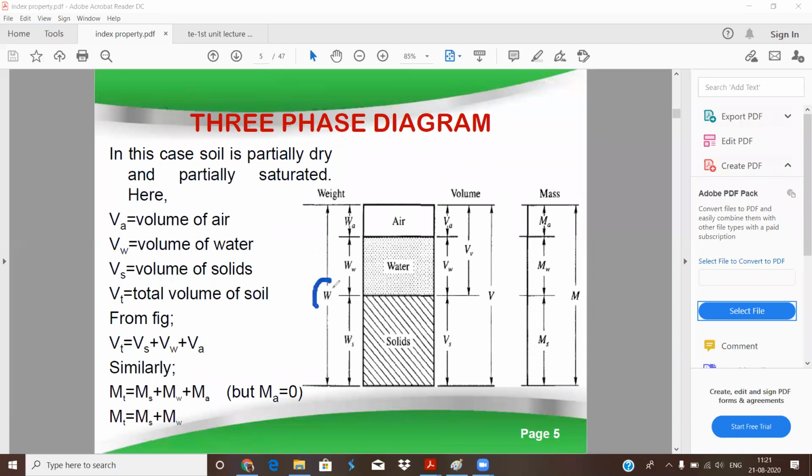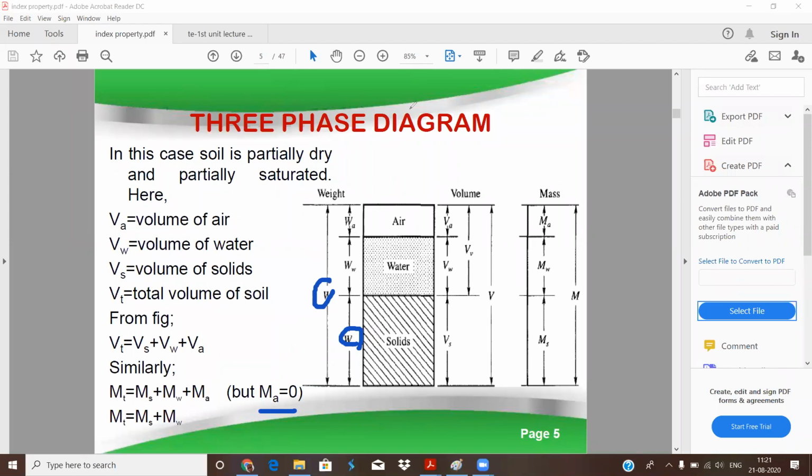Next, weight. This is the total weight of the soil. In the total weight we have the weight of solids and the weight of voids. In the weight of voids we have the weight of air and the weight of water. But the weight of air is generally zero, while water has some weight. So this is called the three-phase diagram, and these are the relations between these parameters.